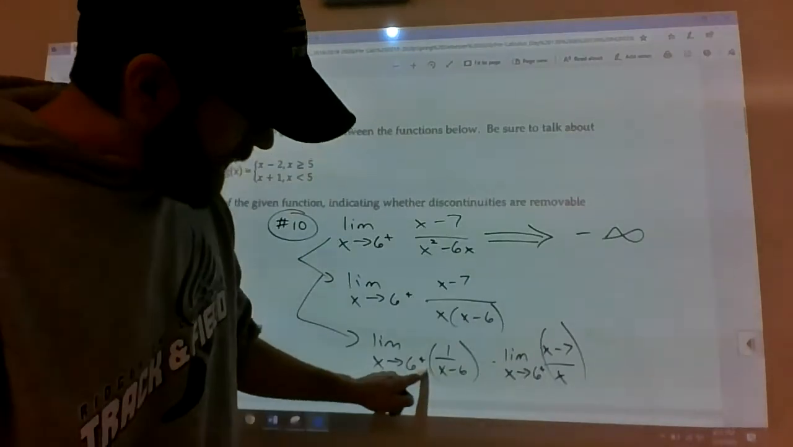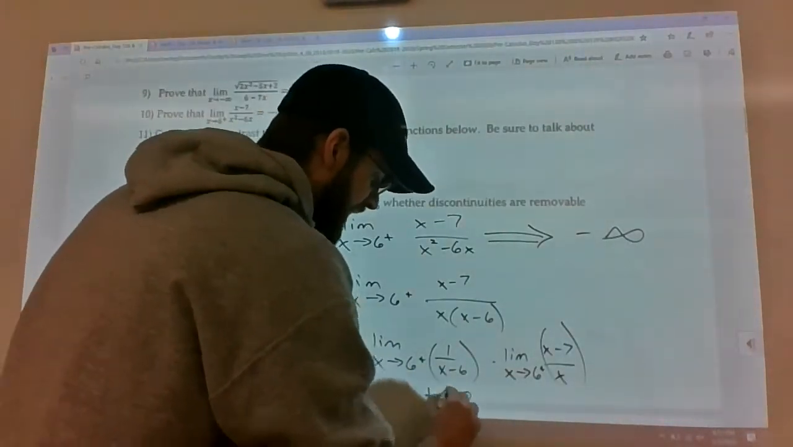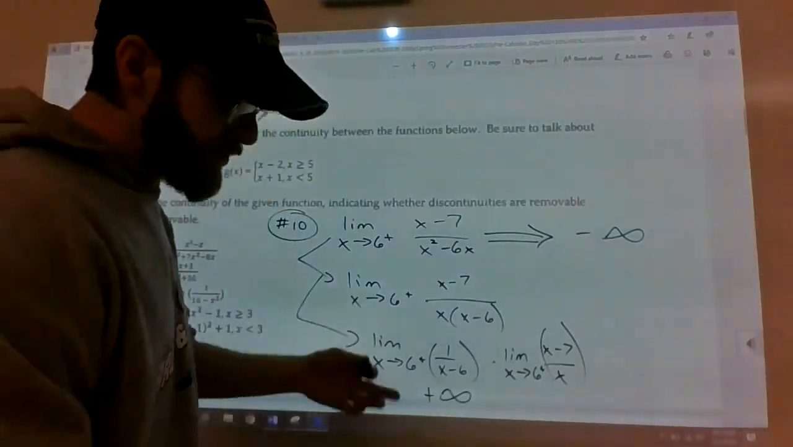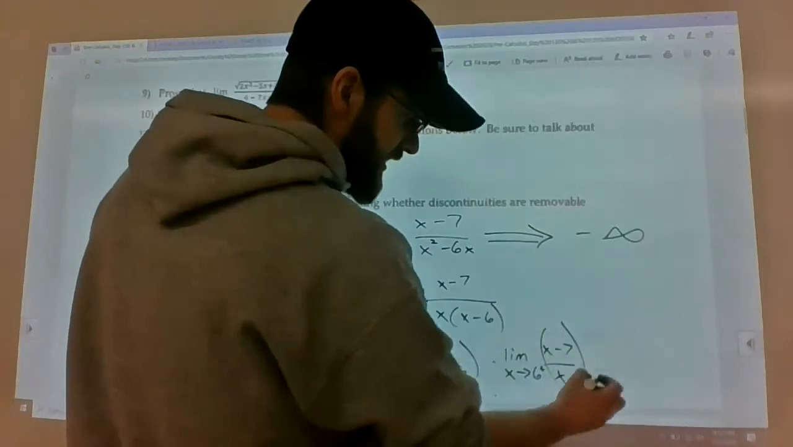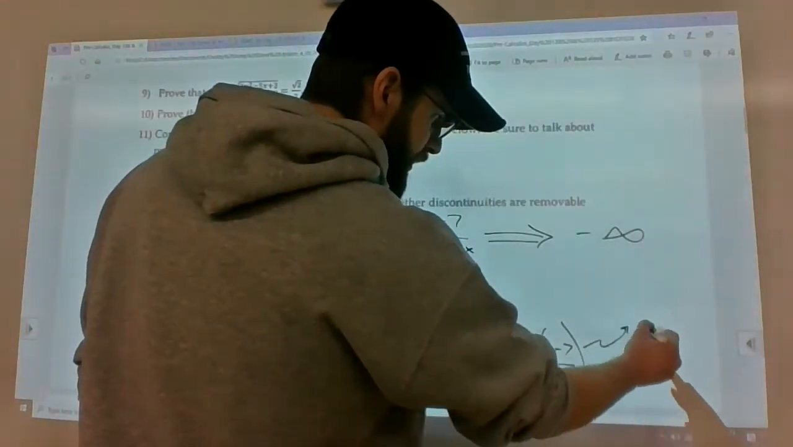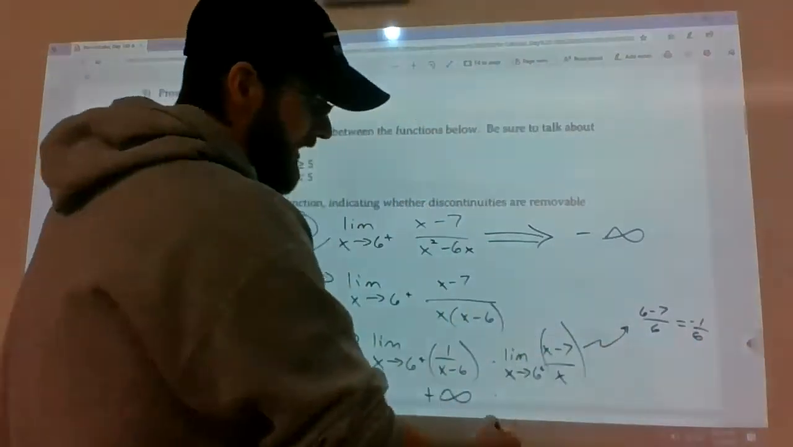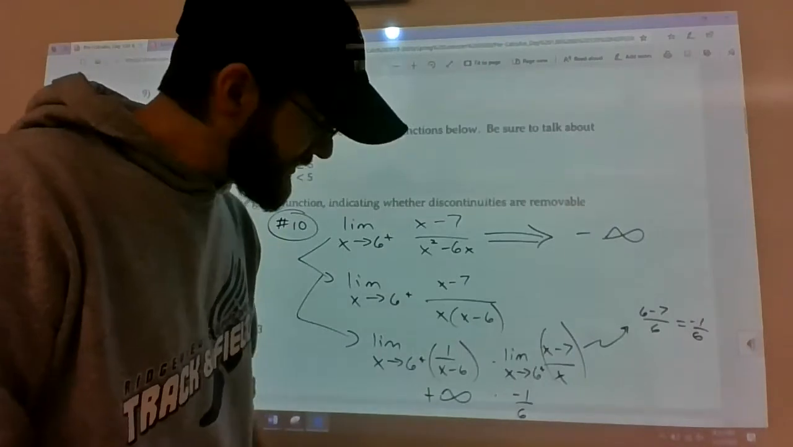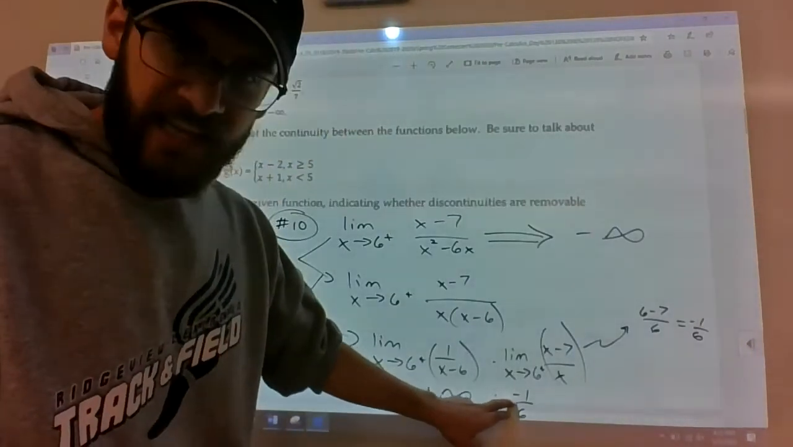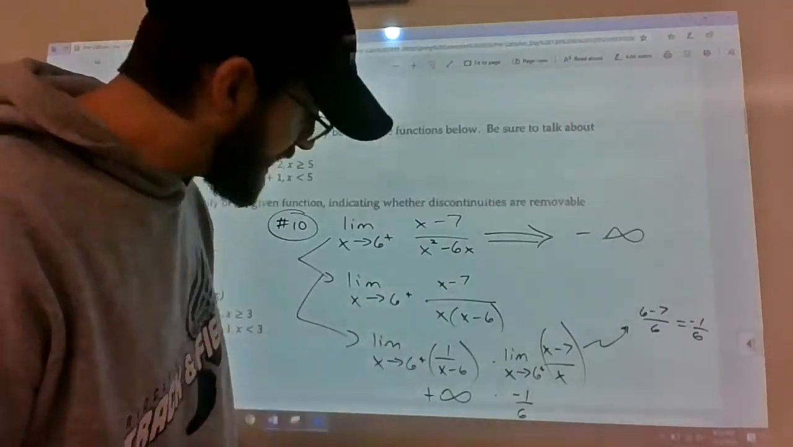All right, positive means you're going to get positive infinity for that part. This one should just be a constant value. So 6, plug it in here and here. Little scratch work, you get 6 minus 7 over 6, which is negative 1/6. So negative 1/6 of infinity, you just call that negative infinity because operating a constant negative value to a positive infinite value yields a negative infinite value.